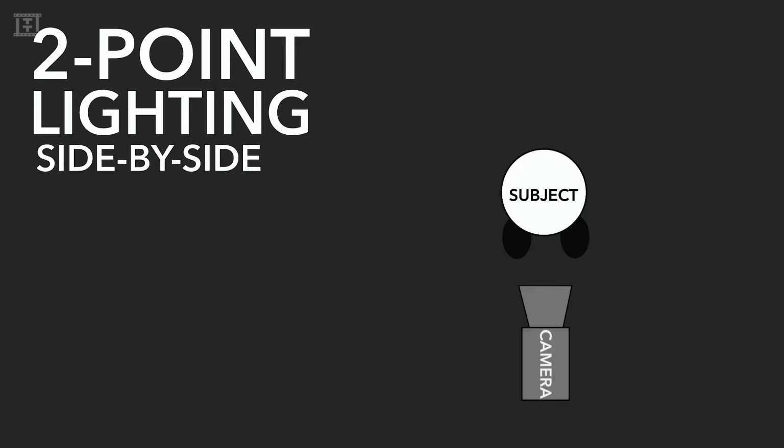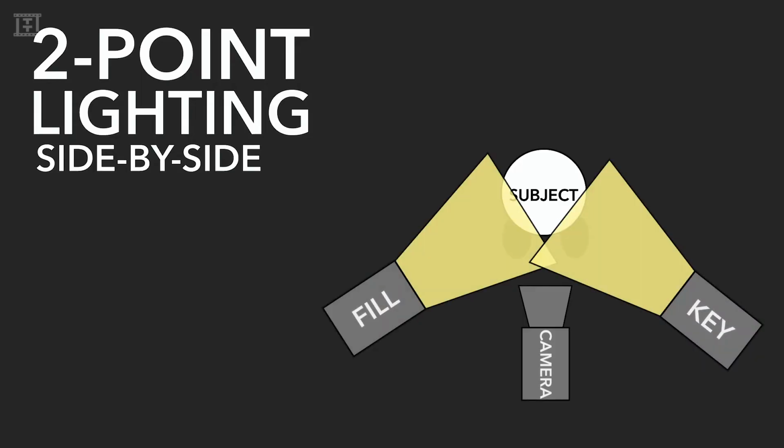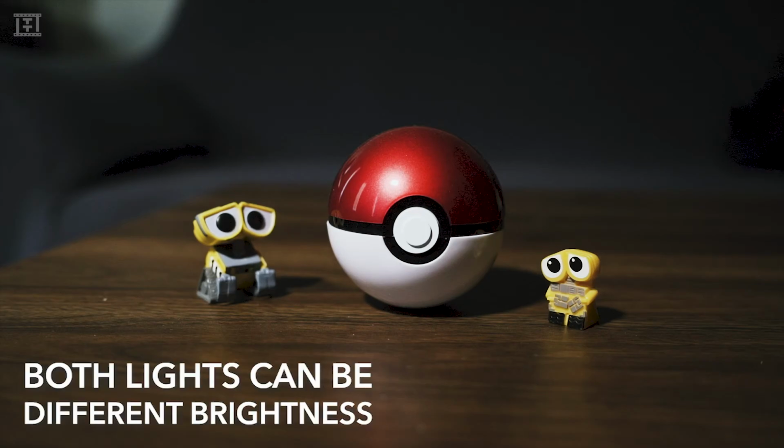The other 2-point light setup you can do is a side-by-side. Essentially, the side-by-side setup is just the key light and the fill light. So you just want them both at 45 degree angles, just shining on you. This will give you a little bit more of a flatter look, but nonetheless, it'll still work.